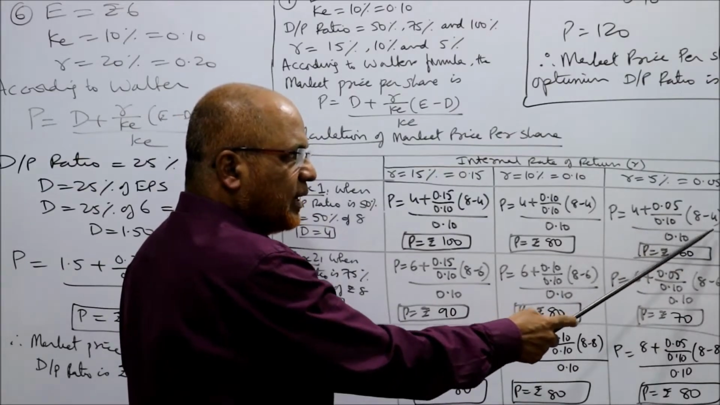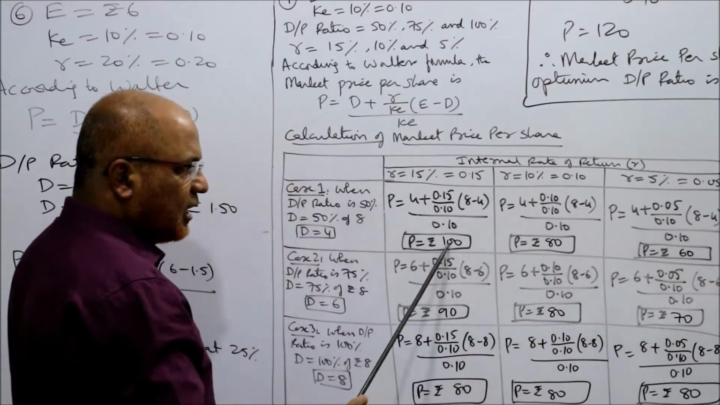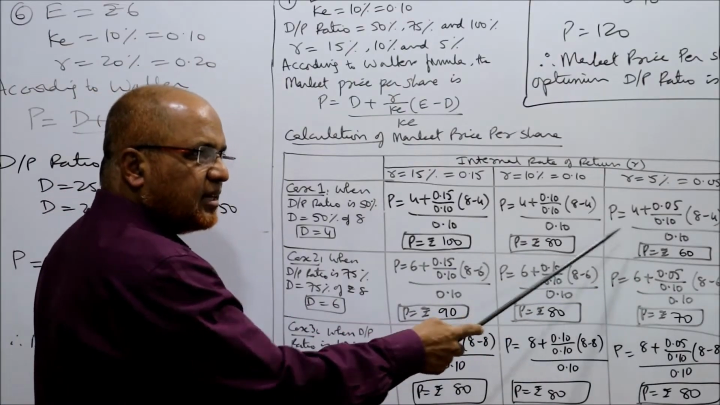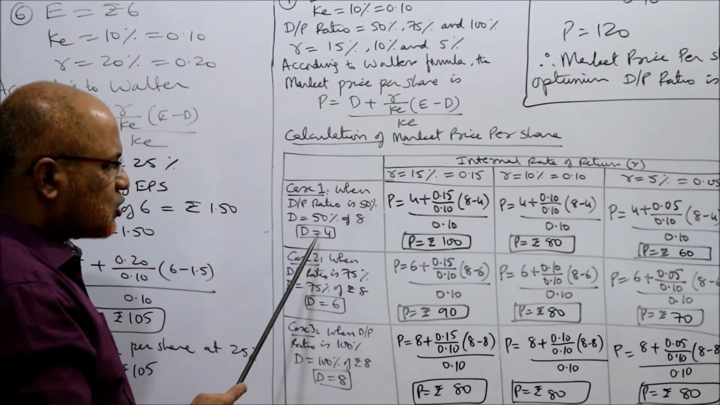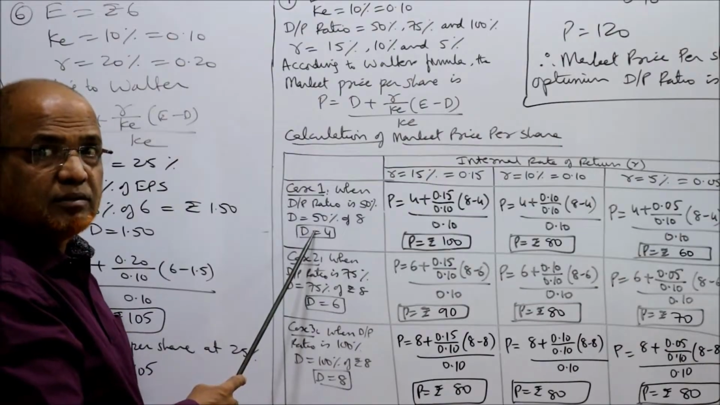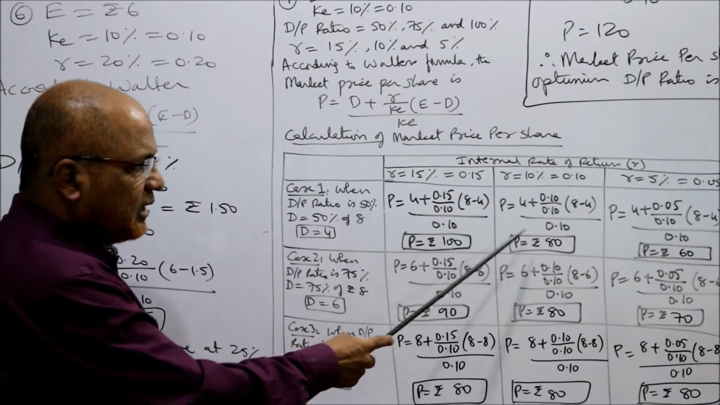0.05 by 0.1 into 8 minus 4, 60. So 100, 80, 60. These are the market prices per share when the DP ratio is 50%. जब DP ratio 50% है तो ये market price.